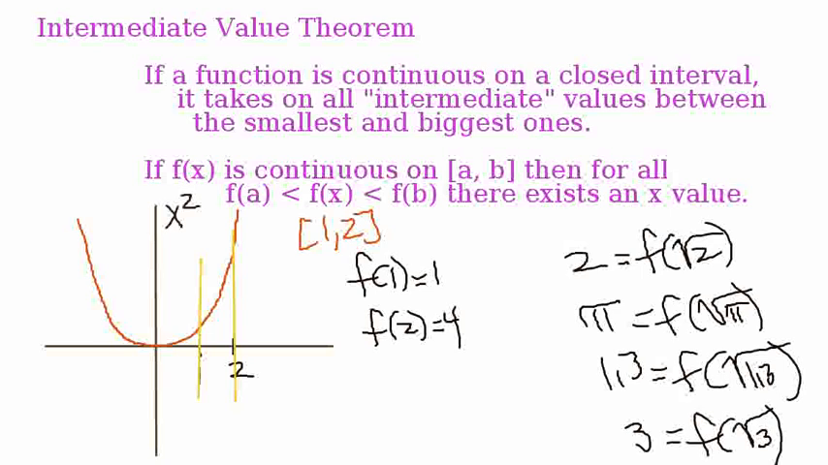Well, imagine if a function had holes, or imagine if it skipped, like it was discontinuous. Remember how discontinuous means you have to lift your pencil to draw it? Well, if you're lifting your pencil because there are breaks, you can see that it's going to maybe miss a few y values. That's why discontinuity doesn't satisfy the intermediate value theorem.